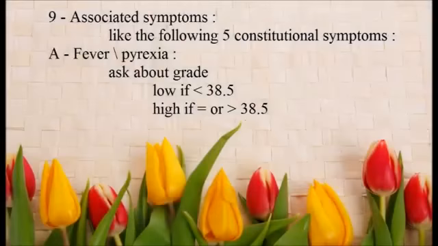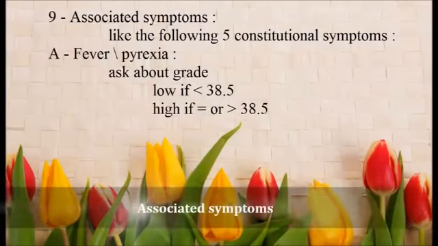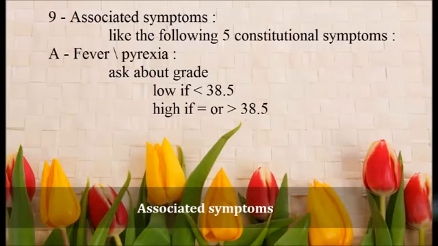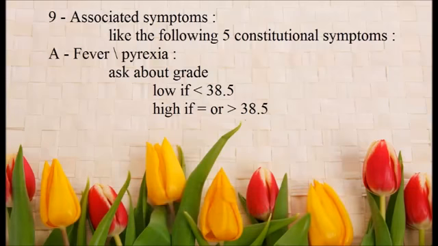Associated symptoms, like the following 5 constitutional symptoms. The first one is fever, pyrexia. Ask about the grade. Normal body temperature varies from 36.5 to 37.2. So when we talk about fever, it's low fever if it's below 38.5. It's high fever if it equals or is more than 38.5.